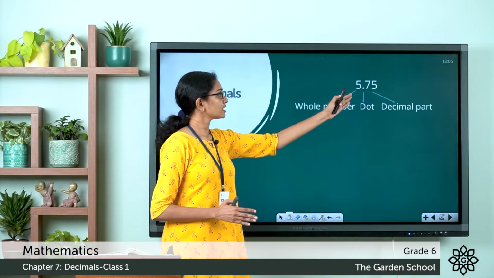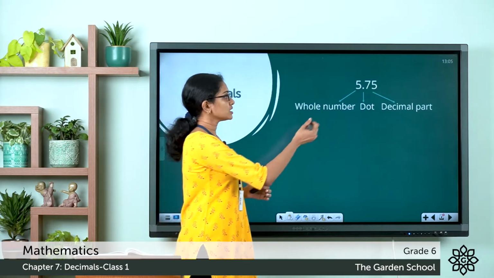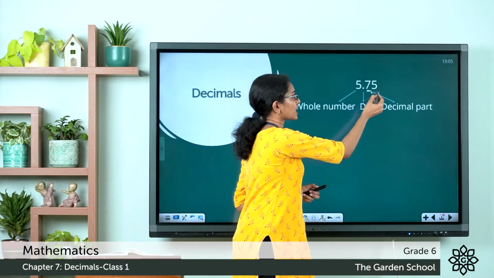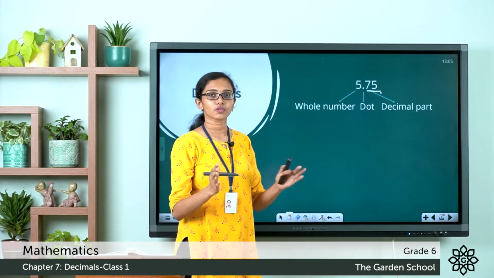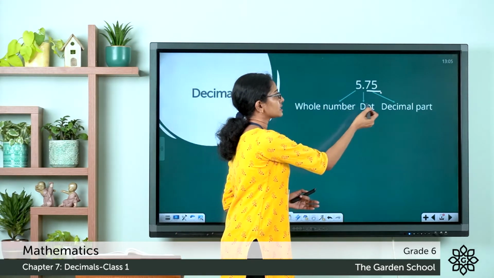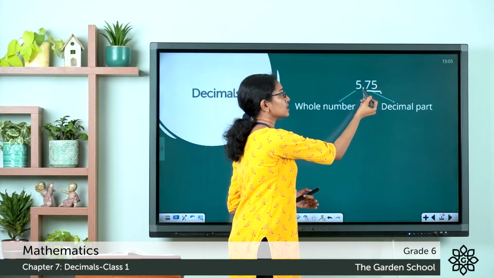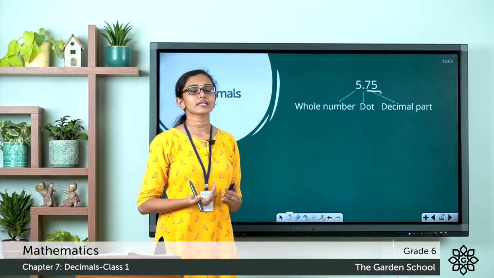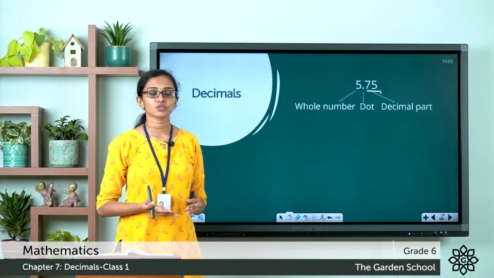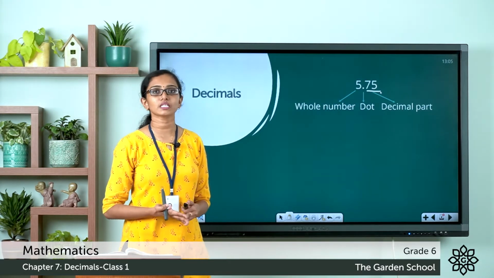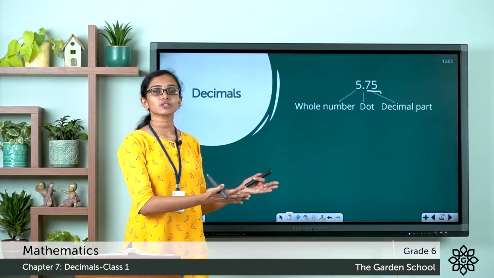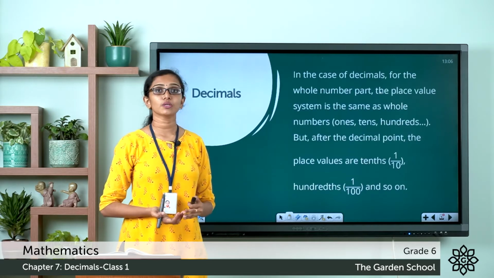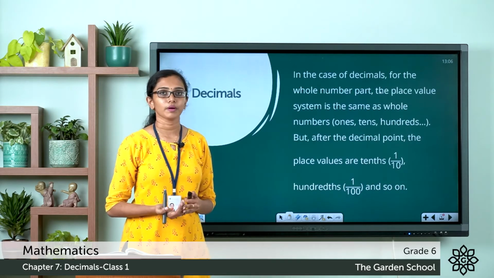So here is another example. See this decimal number, it has a whole number part which is the digit 5, and there is a dot, and here we have the fractional or the decimal part. You can see the whole number part is separated from the decimal or the fractional part with this dot. Now, how do we read and write the number names of decimal numbers? To read a number, we need to know the place values. We read numbers based on the place value of digits in a number. So what about the place value of digits in a decimal number?